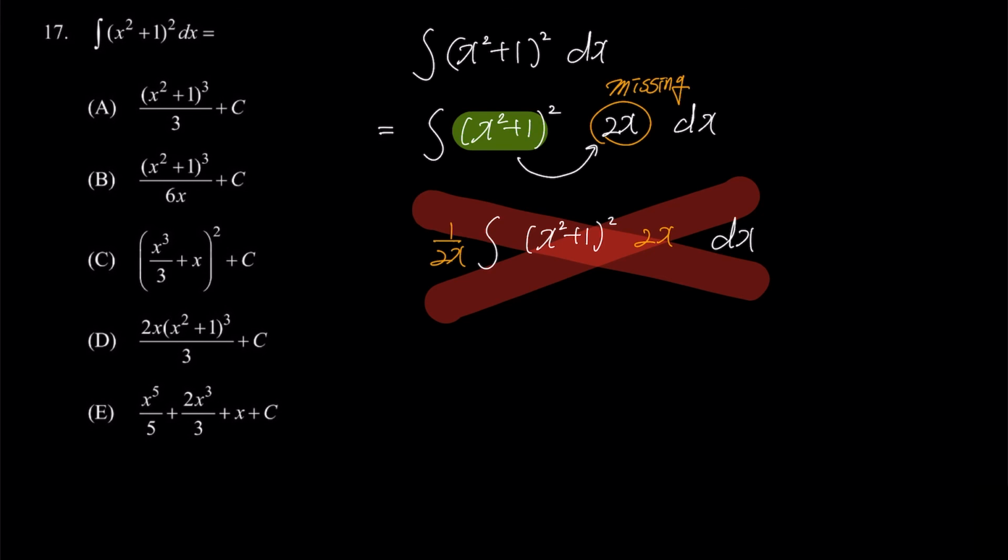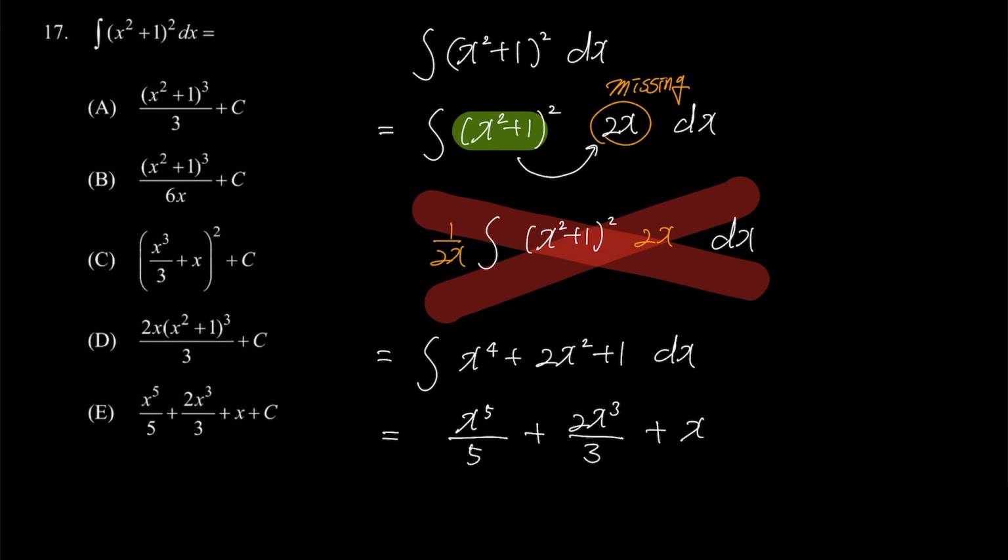So we have no choice but to expand the expression, and the expanded expression is x to the power 4 plus 2x squared plus 1. Integrating each term, the answer is x to the power 5 over 5 plus 2x cubed over 3 plus c. So the answer is E.